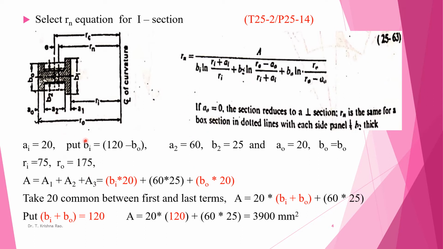Area also is the area of three rectangles, A1 plus A2 plus A3. That is Bi into 20 is the inner rectangle. B2, A2 is the middle rectangle, B0, A0 is the outside rectangle. In the first and the third parts, 20 is common here. So if you take 20 common here, then we get A equal to 20 into Bi plus B0. The middle one remains as it is, 60 into 25. We have been given with Bi plus B0 equal to 120. I will substitute that value here, 120. So then the area will be 3900 mm square, because Bi plus B naught we are substituting here.